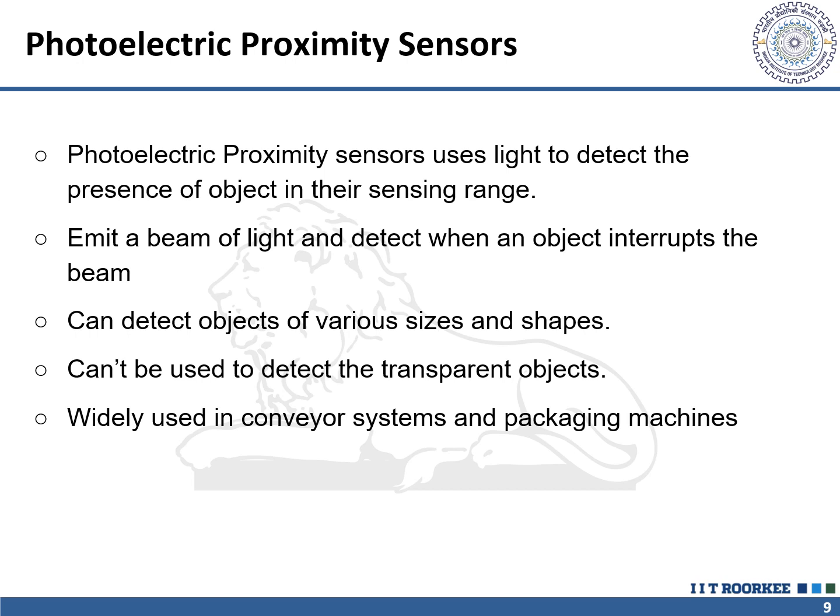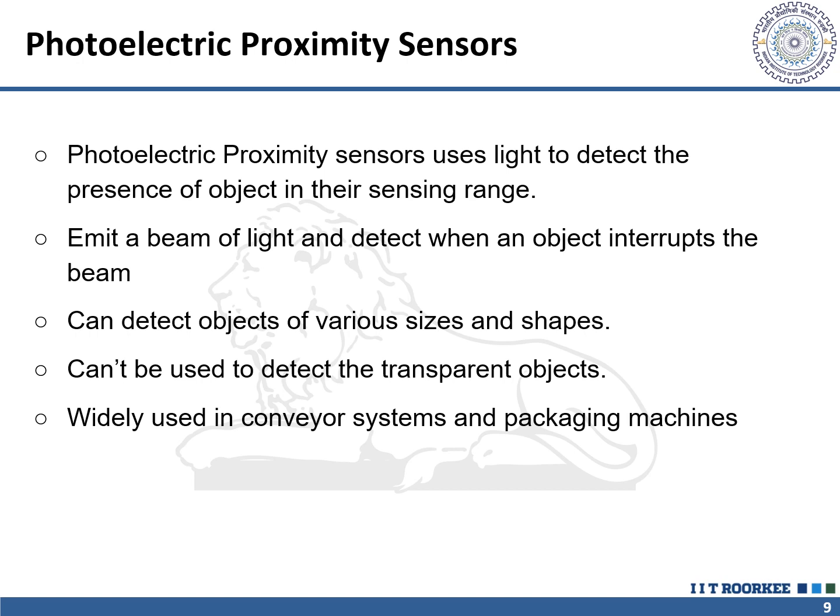Photoelectric proximity sensors consist of a transmitter and a receiver. The transmitter is used to emit a beam of light, and when an object comes in the sensing range of the sensor, it reflects back the light and the receiver receives it. Thus, this triggers the output signal. So, in this way, the photoelectric proximity sensors work.